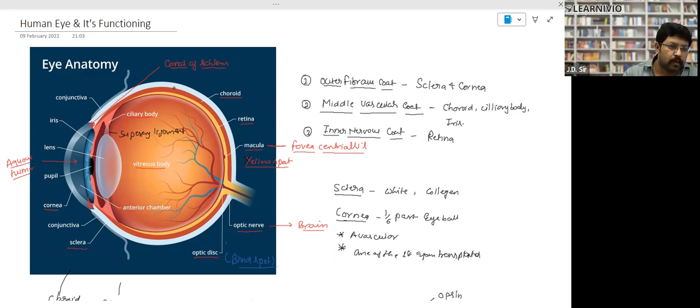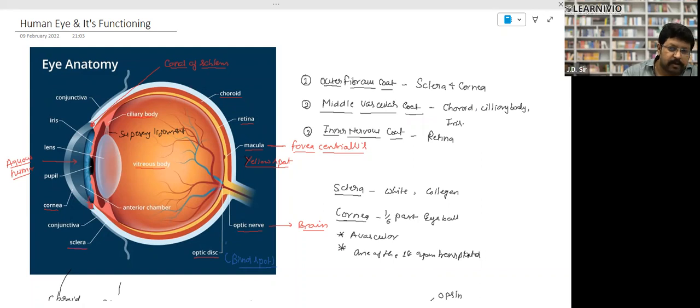Look, this outermost layer is called sclera. This white color layer, you can see, is called sclera. It is written over here. And the extension of sclera is cornea. Cornea is just a transparent part, right? And this is called the outer coat. So sclera and cornea make the outer coat.